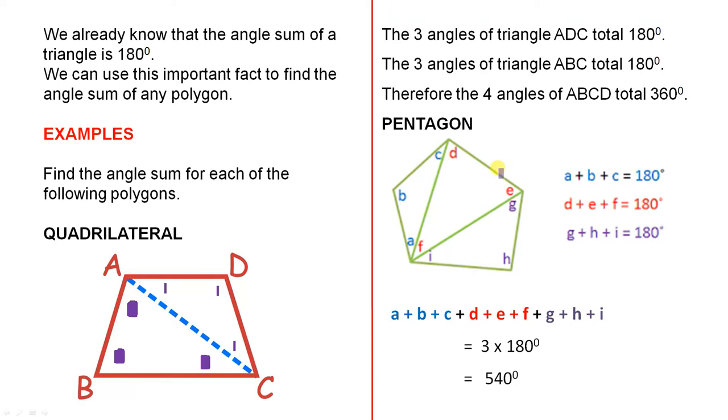We'll use this same approach to find the angle sum of a pentagon. So here we have the pentagon divided up into three triangles. For this triangle, the three angles give us 180, and for that triangle, the three angles give us 180 degrees. So when we add them all up, for the first triangle, the second triangle, and the third triangle, we get 3 times 180 degrees, and that gives us 540 degrees for the angle sum of a pentagon.